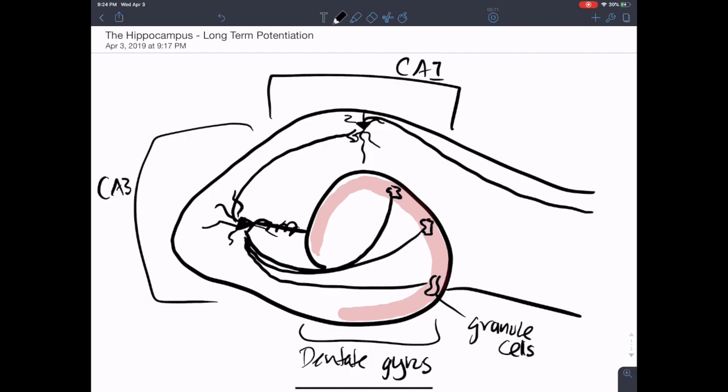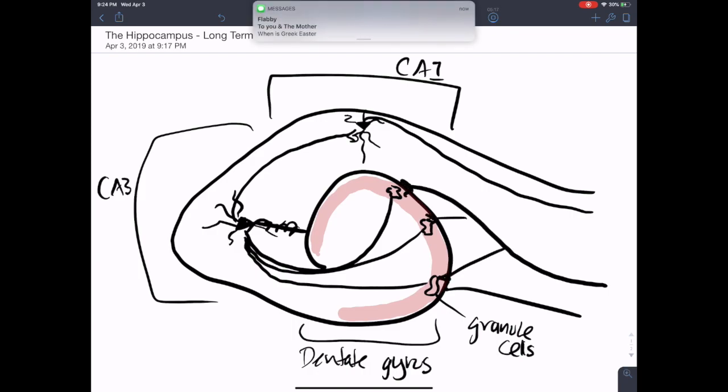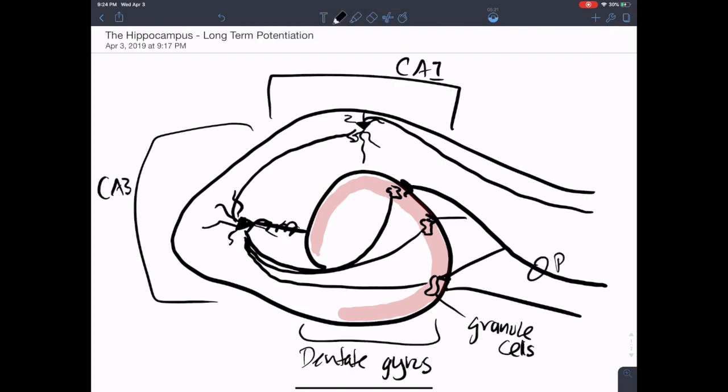So information coming into the hippocampus synapses on these neurons in the dentate gyrus. And this is going to be your perforant pathway. So your perforant path is going to be the input to the hippocampus. This is going to be the output, and it has a lot of names. Sometimes it's called the fimbria. I don't think you should be expected to know that, though. But perforant path, you should remember.